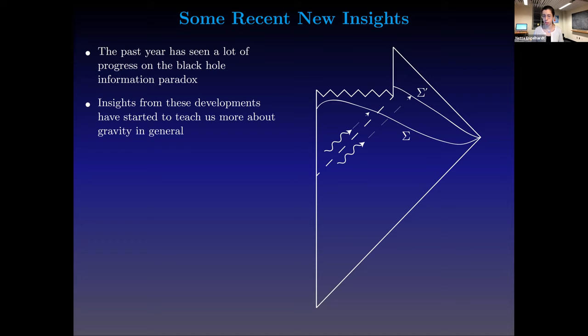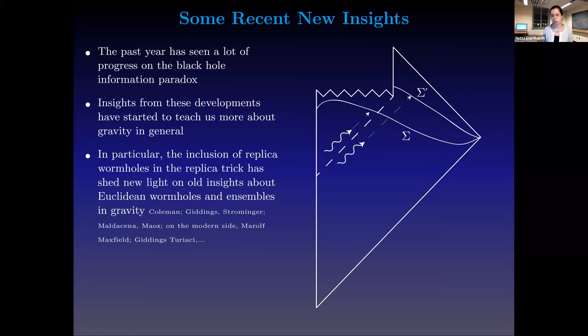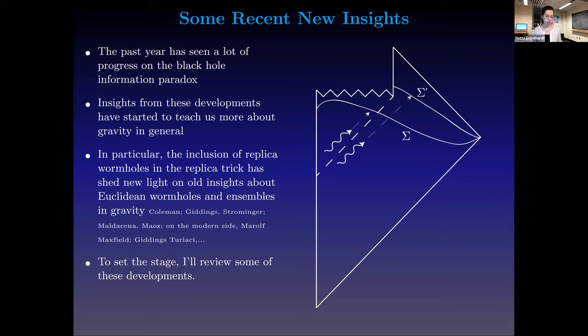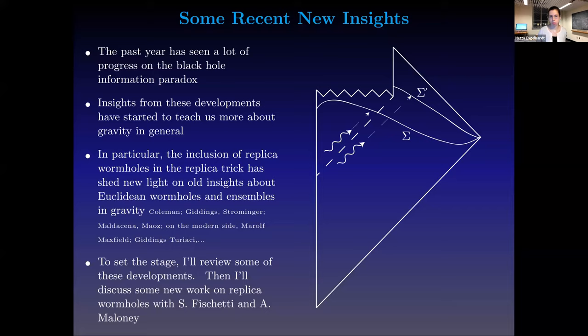In particular, the inclusion of these exotic topologies in the gravitational path integral, what we're calling the replica wormholes, has shed new light on old insights about Euclidean wormholes and ensembles in gravity, which has been really tremendously insightful. So what I'm going to do today is set the stage by reviewing some of these developments. Once I'm done with the review and with the general philosophy, then I'll discuss some of this new work on replica wormholes with Sebastian Fischetti and Alex Maloney.